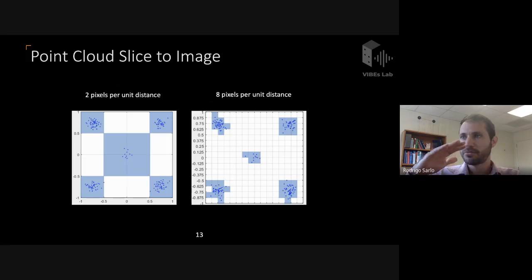And so then we have to flatten these slices into images, and we do that by essentially pixelizing or voxelizing the point cloud. So anything that falls within a certain pixel, that pixel gets colored in, and then everything else is blank. You can see that you have to think about resolution here. More pixels per unit distance will give you higher resolution. So there's a balance there in how you do that.